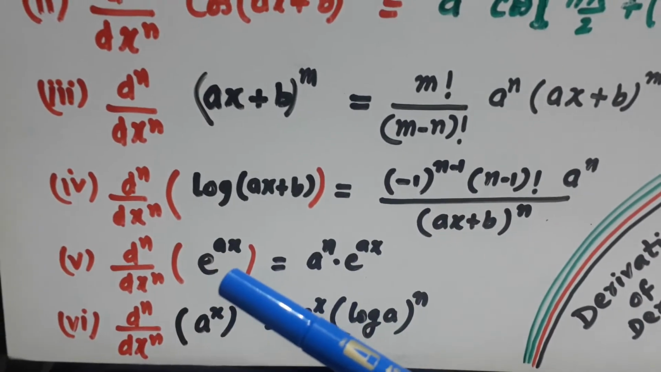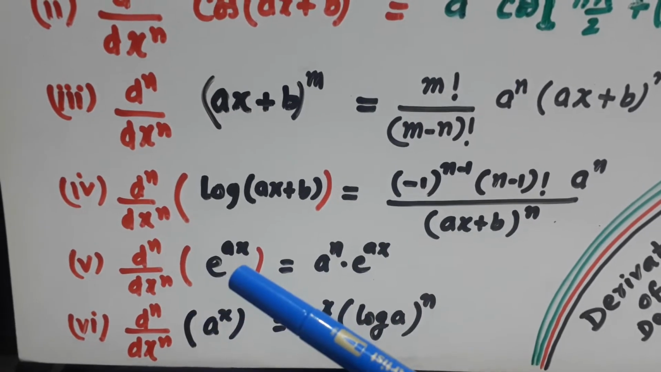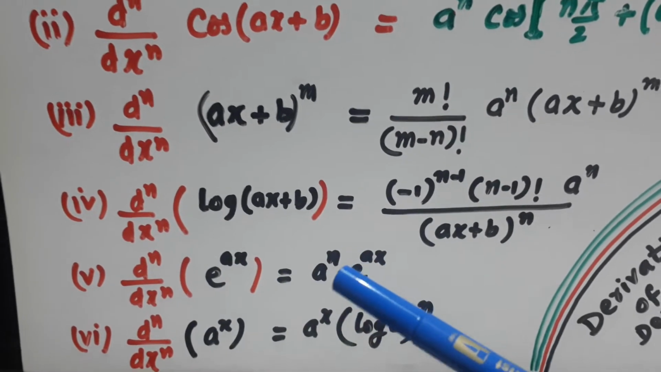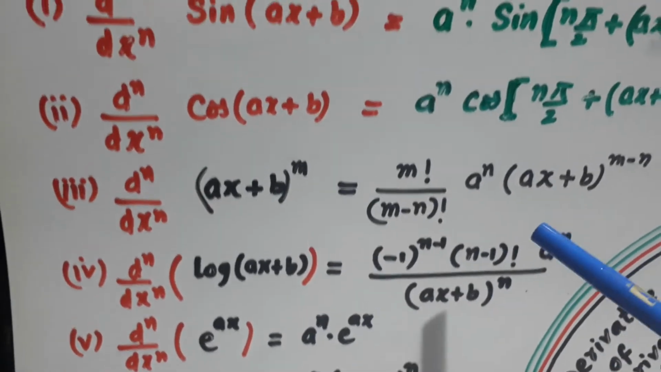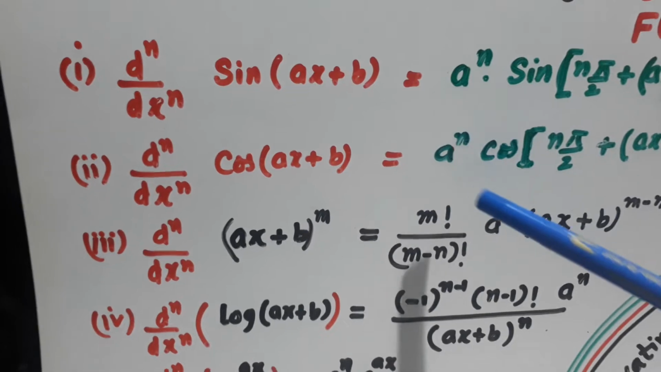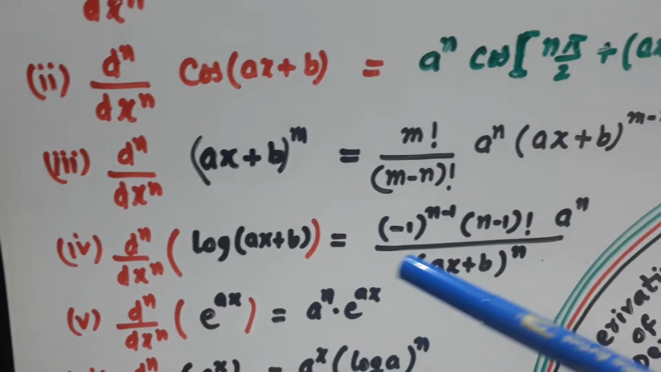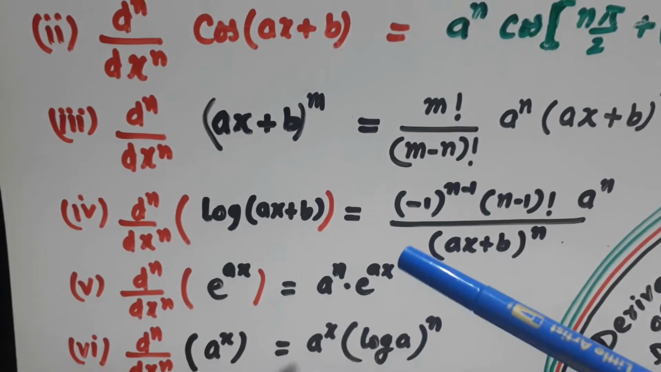Let us go to the fifth one. Nth derivative of e raised to power ax, it is a raised to power n, e raised to power ax. देखिए a raised to power n सब में आ रहा है. जब भी nth डेरिवेटिव लेंगे a raised to power n साथ में लगेगा. It is e raised to power x.